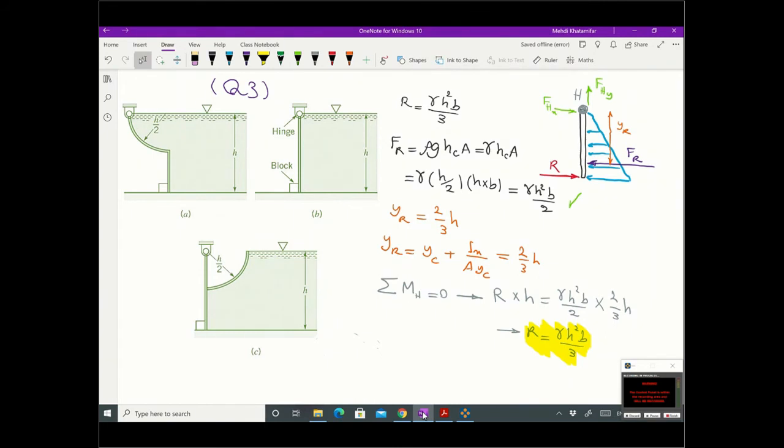Because the formula for pressure is rho g h. When h increases, pressure increases. Right.